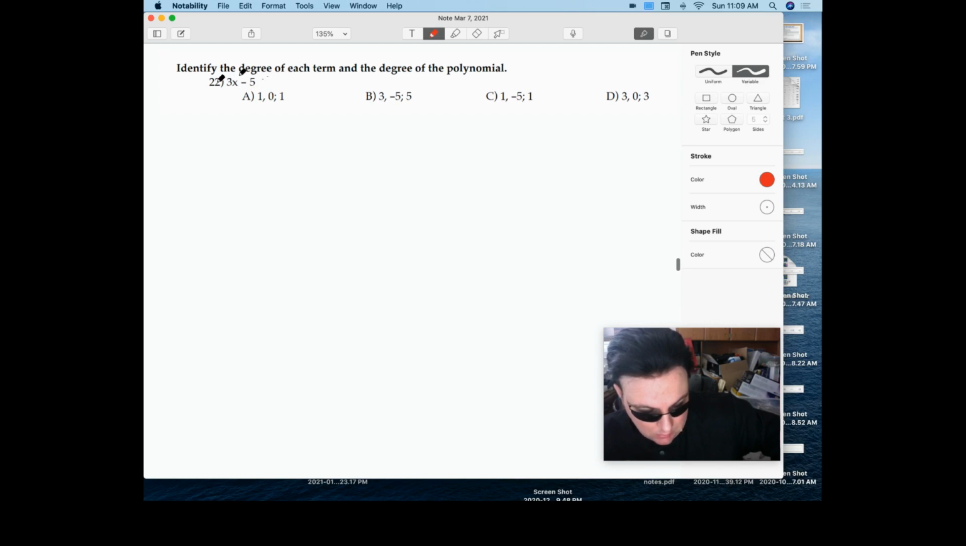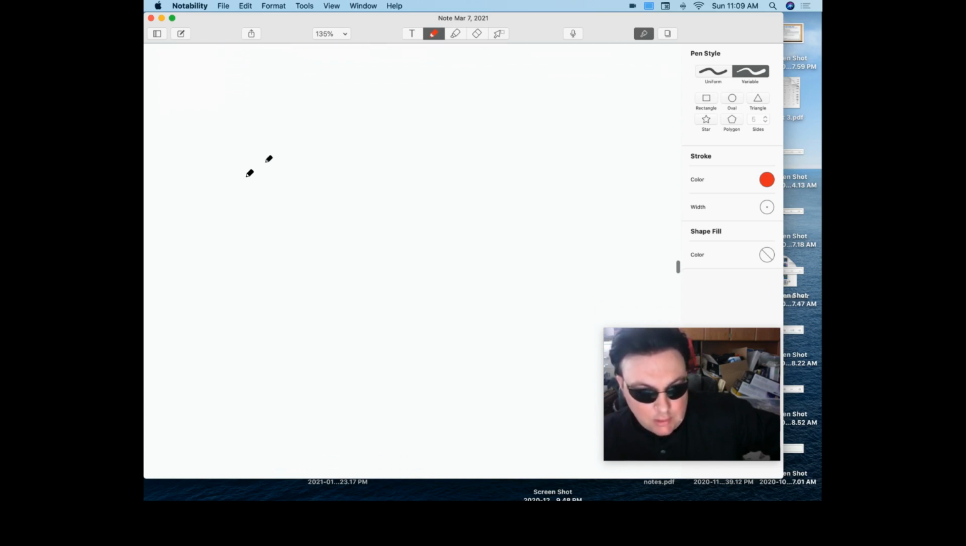So we're going to go left to right. When we find the degree of each term, the degree of this term here is going to be 1 because the exponent is 1. So we start with 1. Then we go to here, which is 0. So C is gone. It asks what's the degree of the polynomial? The degree of the polynomial is the highest, so there's our answer. Does that make sense?